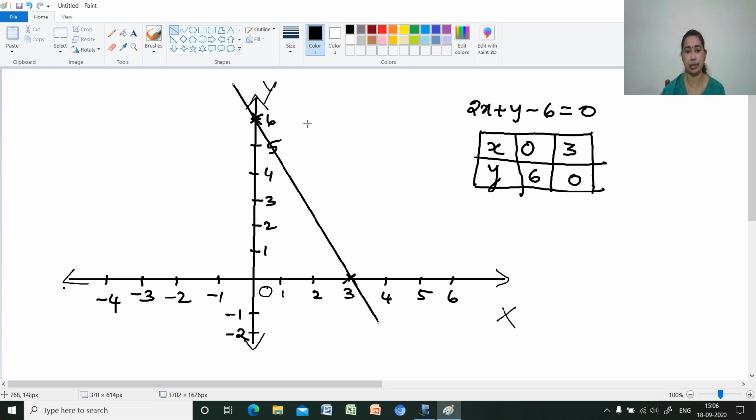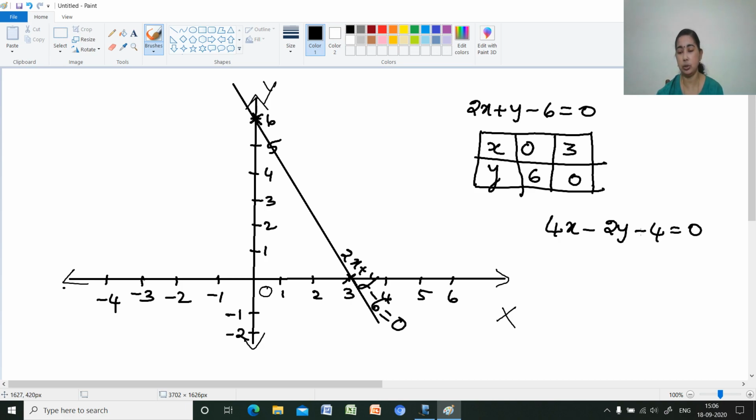So that's a straight line. And once you have drawn the line, you have to write there, this line is 2x plus y minus 6 equal to 0. Now the second one is 4x minus 2y minus 4 equal to 0. This is the second equation.